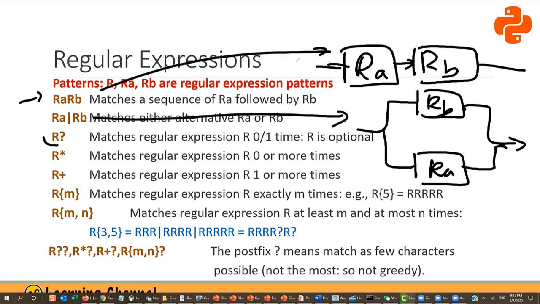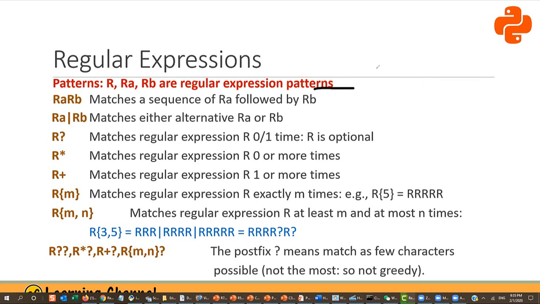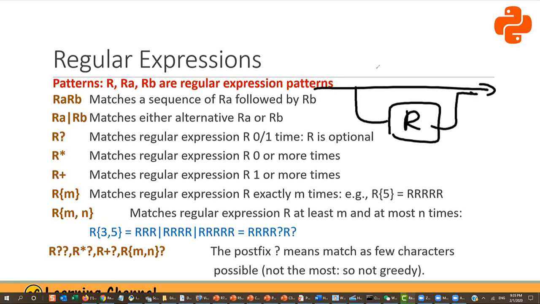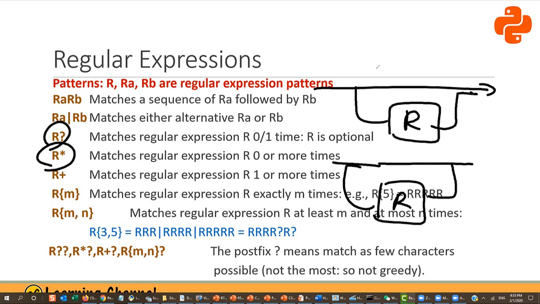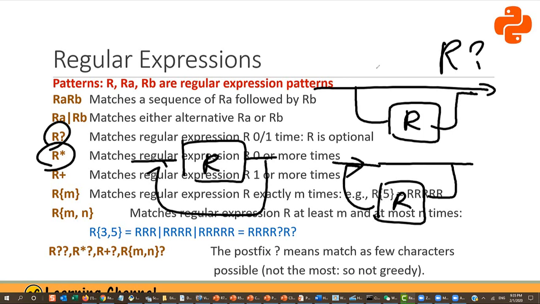Then regular expression 0 or 1 times: going this way, nothing, or going through R and getting out. That's R question mark. Next, 0 or more means you have a feedback loop and come back to here again. And 1 or more, you take it once and come back and repeat. So this one is R question mark, this one is R star, and this one is R plus.